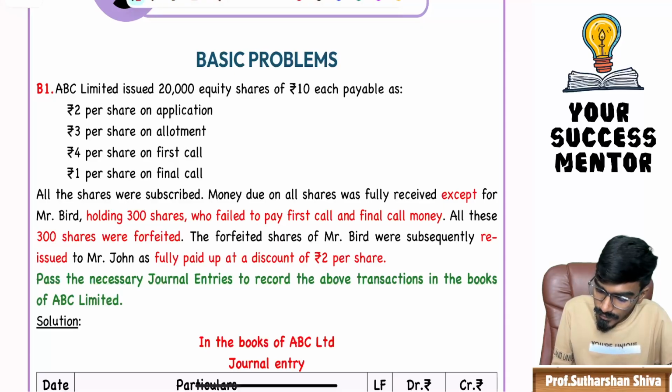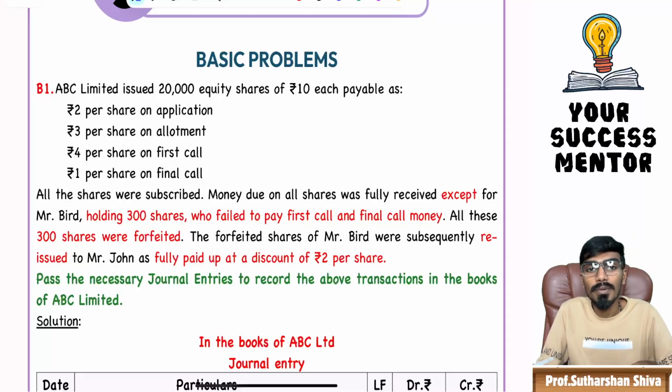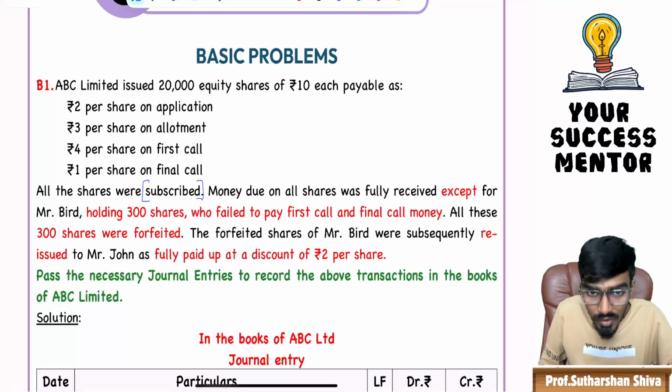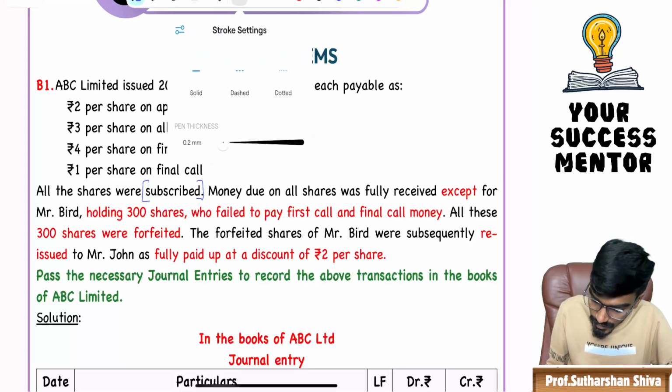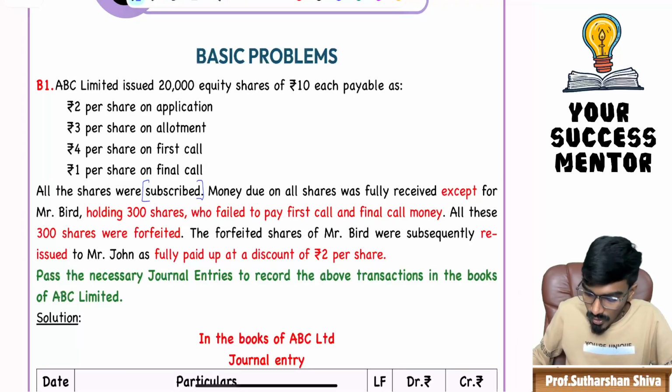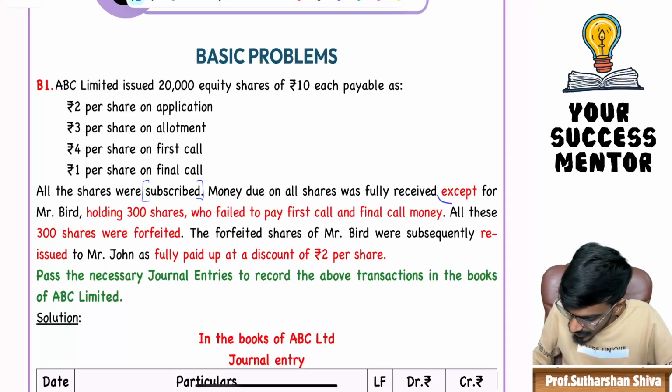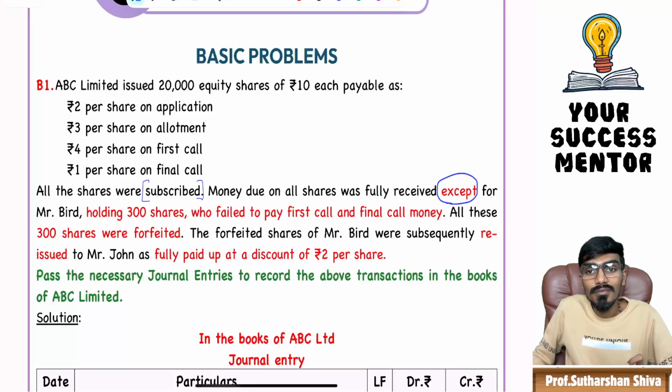ABC Limited issued 20,000 equity shares of rupees 10 each, 2 per share on application, 3 per share on allotment, 4 on first call, 1 on final call. All the shares were subscribed. So, subscription is for all the shares. Correct. Money due on all the shares was fully received except from Mr. Bird holding 300 shares who failed to pay first and final call.